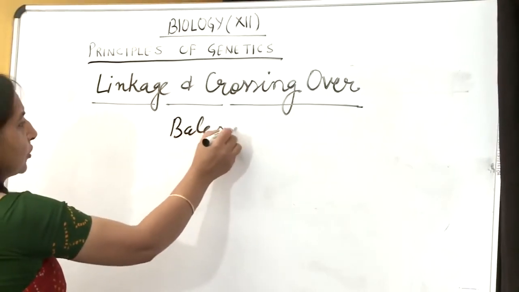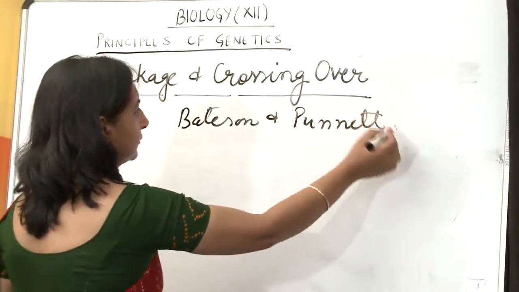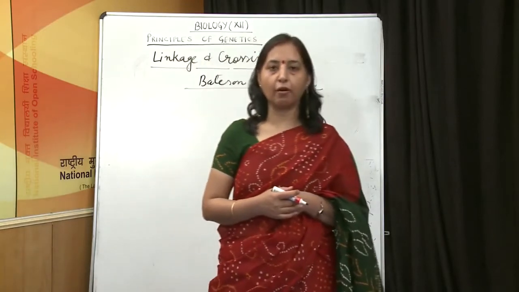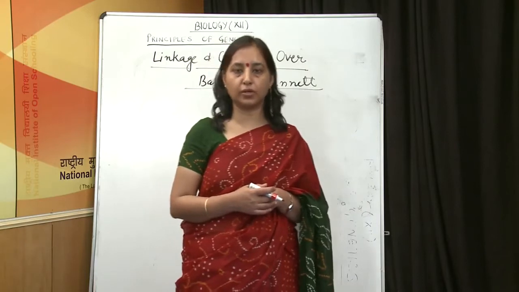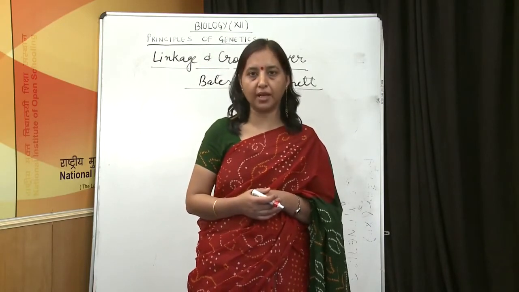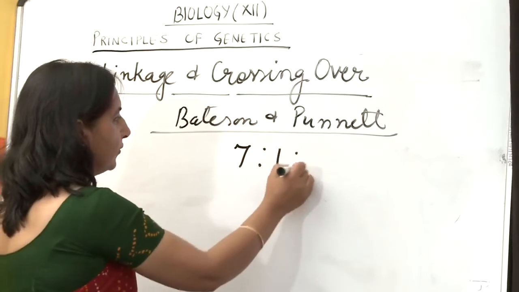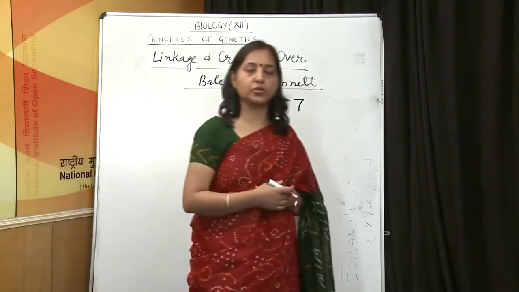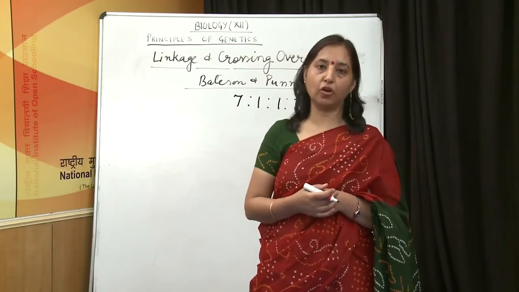This phenomenon was observed by Bateson and Punnett. Bateson and Punnett did a dihybrid cross, and they found that instead of the 9:3:3:1 ratio, which should be obtained after a dihybrid cross, they found the ratio of 7:1:1:7. Now this observation is only possible when the linkage phenomenon is there.